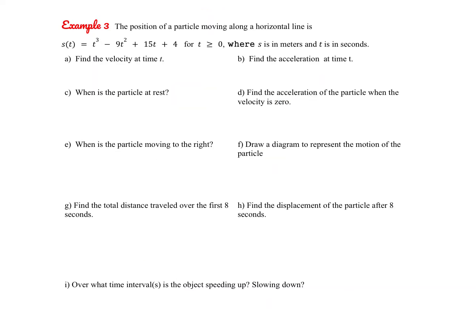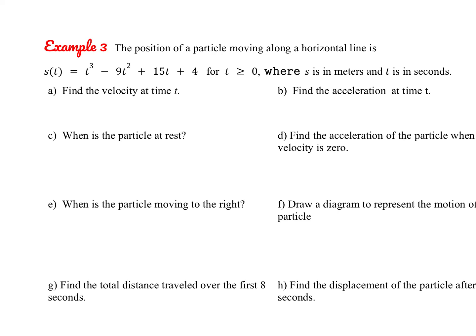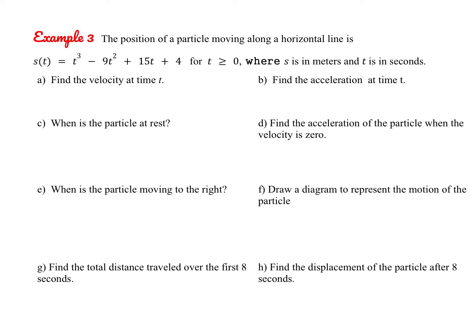All right, let's try another one together, except this time instead of a graphical representation of one of our functions, here we have an actual function that represents our position. So here's our position function. And we're going to start by finding the velocity at time t. We know that velocity is simply the derivative of our position function, so we could just find that pretty quickly using our power rule here. So here's our velocity.